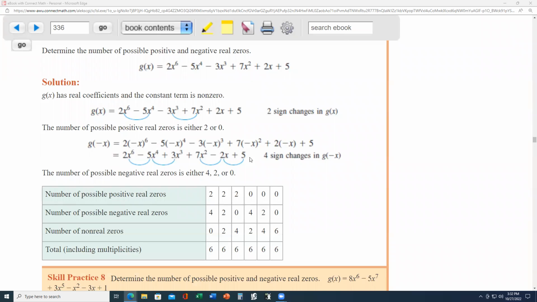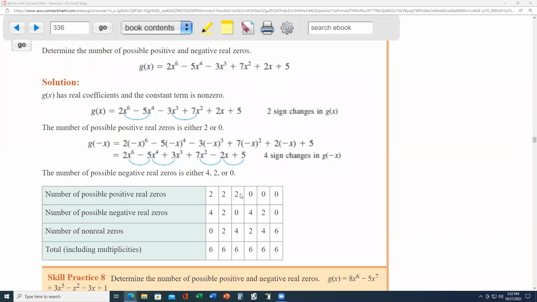Being a 6th-degree polynomial, if I do have 2 positive real zeros, and let's say maybe I have 4 negative real zeros, well, that would exhaust all the possible zeros this function could have, and therefore there would have to be no complex zeros. Or I could have 2 possible positive real zeros, 2 possible negative real zeros, but then I would have to have 2 complex conjugate zeros for a total of 6 zeros.